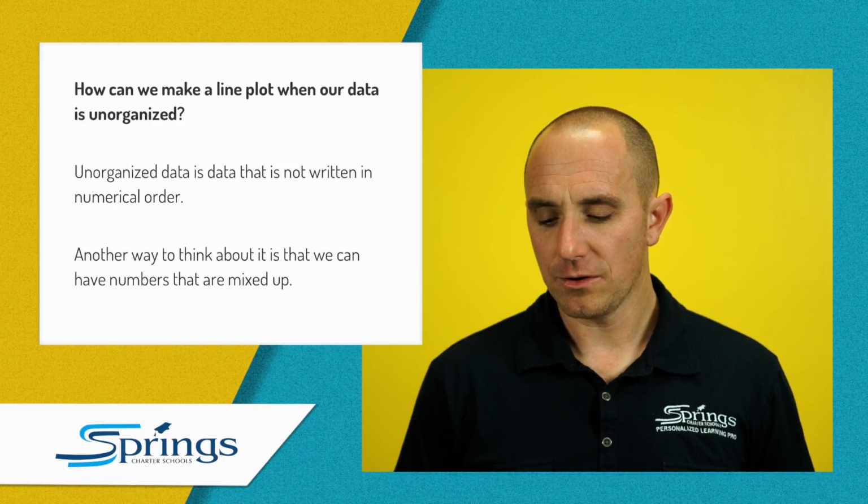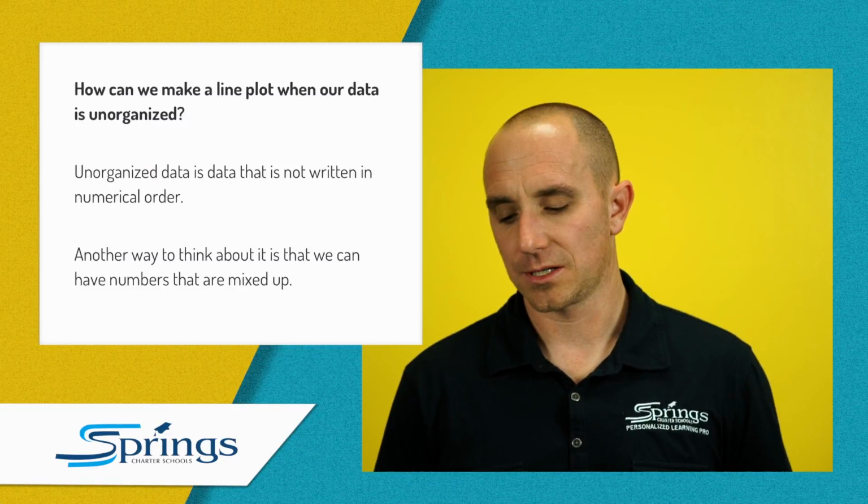How many classes have 33 students in them? Again, you just identify what the number 33 is and count your X's, and there are 4 X's, so that means there are 4 classes that have 33 students in it. All right, so how can we make a line plot when our data is unorganized?